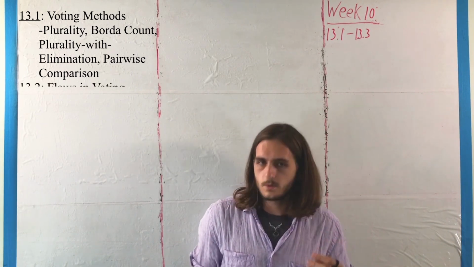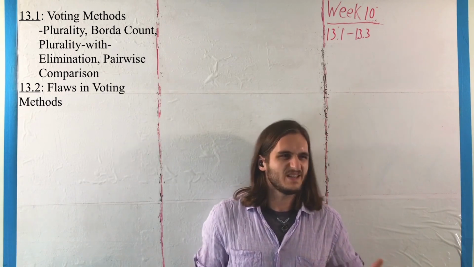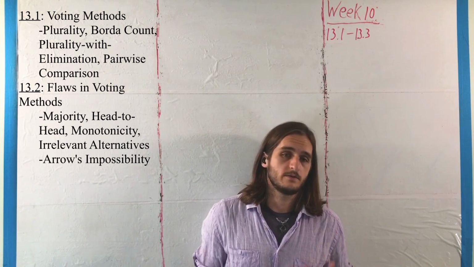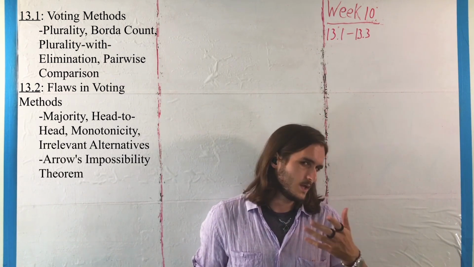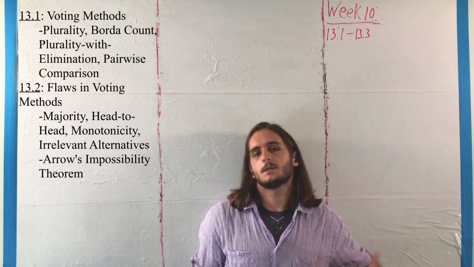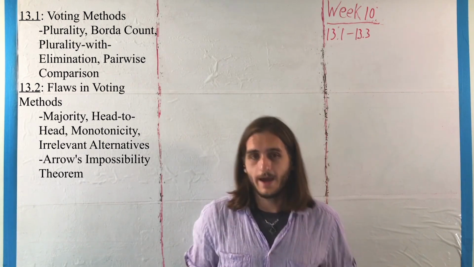Then in 13.2, we're going to talk about the ways that they may or may not be ideal through what are called the fairness criteria. We've got 4 things there, along with a result that says we can't guarantee all 4 of those things always get satisfied for any given election scheme, at least for the election schemes that we have.